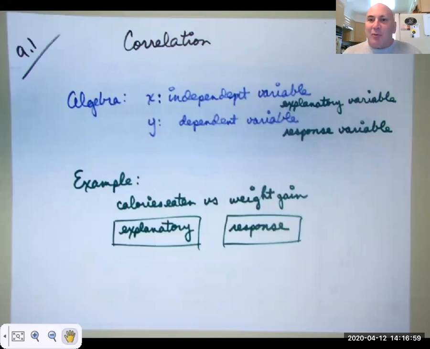So in algebra, we learned that you had X and Y. And X was your independent variable, the variable you generally get to choose. And Y is the dependent variable. It depends on the value you choose for X. Well, we've already learned that independent and dependent have different meanings in statistics. So we call X the explanatory variable and Y the response variable because it responds to changes in X.